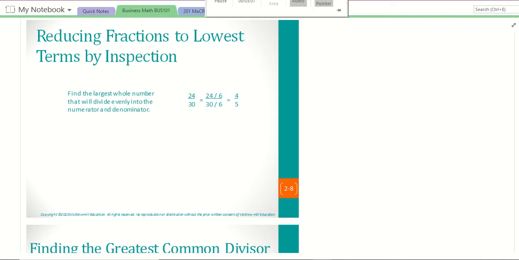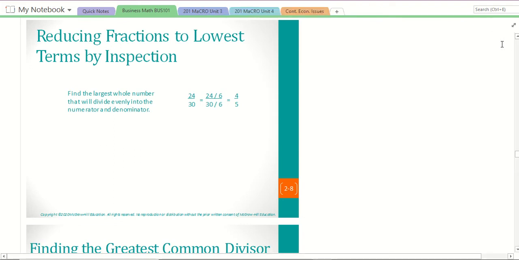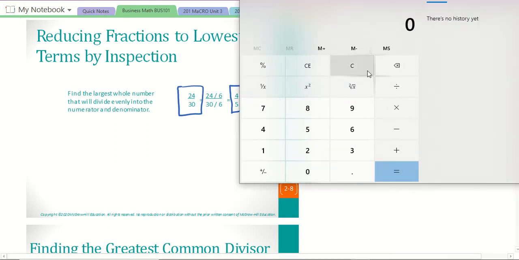So basically, if you look at these numbers, you know that 2 would go in, 3 wouldn't, 4 wouldn't, 5, of course, no, and 6 goes into both of them. 6 goes into 24 4 times, and 6 goes into 30 5 times. So 24/30 is 4/5. So 4 divided by 5 equals 80%. 24 divided by 30 gives us 80%.